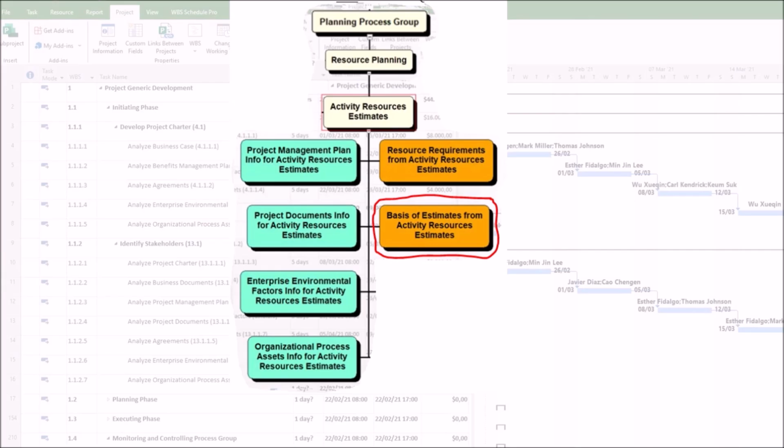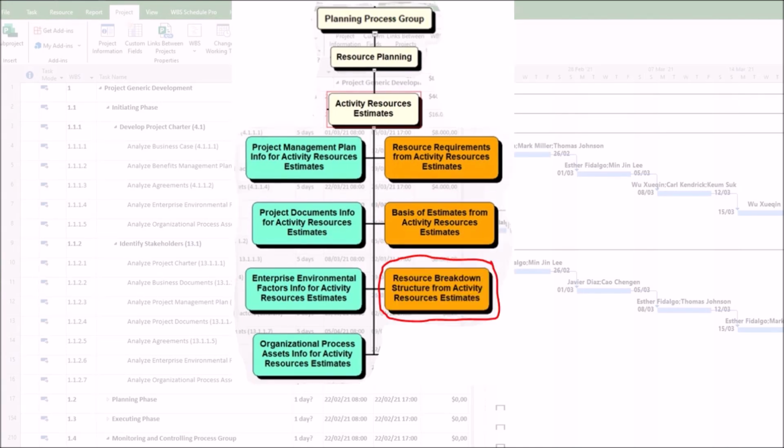It severs the logical chain that connects the project's work to its resource needs, schedule, and budget. It turns the estimate activity resources process from a critical planning exercise into a speculative guessing game, ensuring that the project begins its journey with a flawed and unexecutable map.